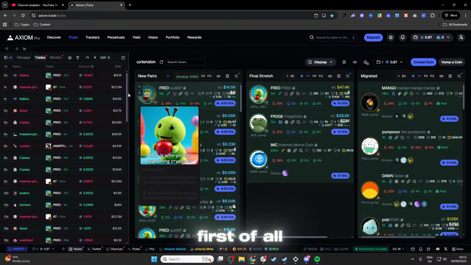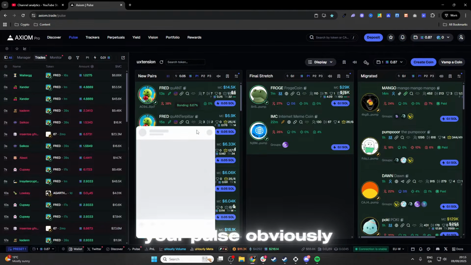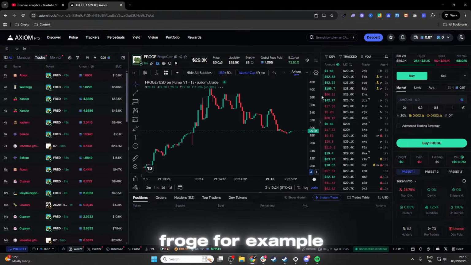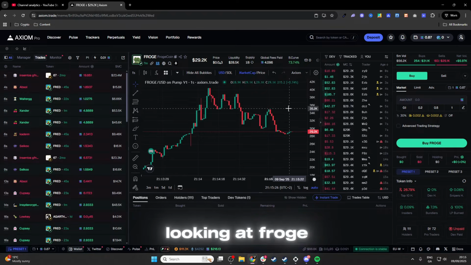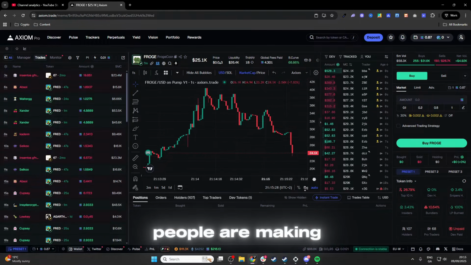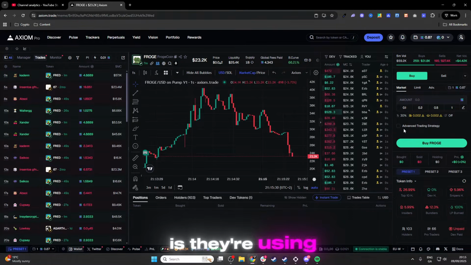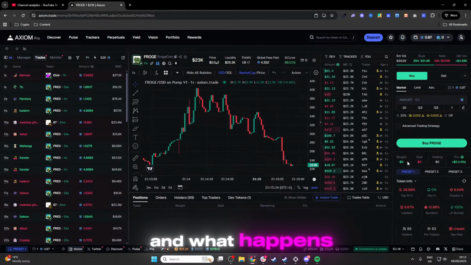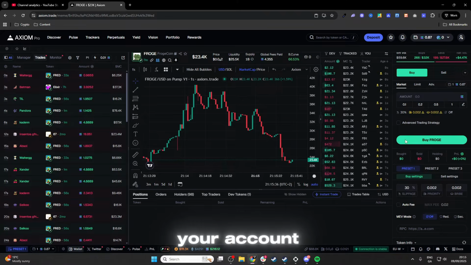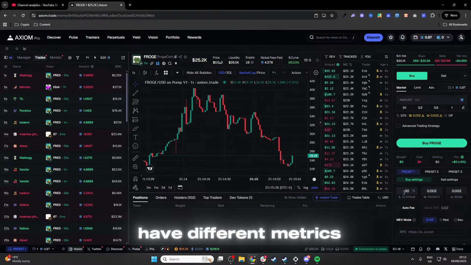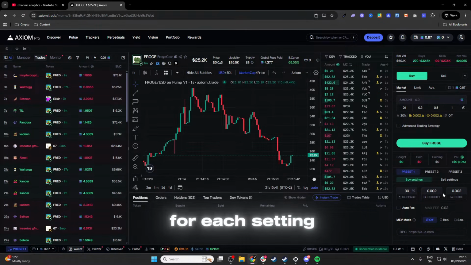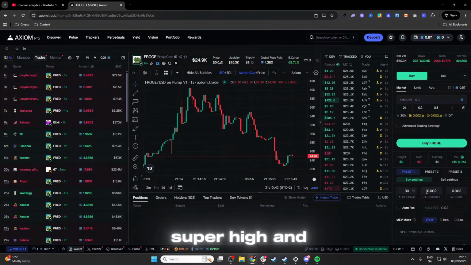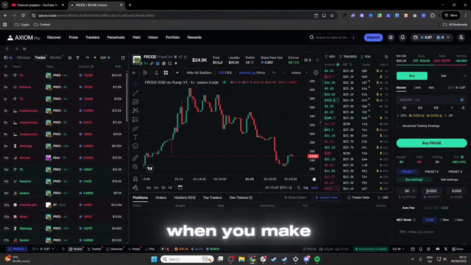So, first of all, when you're trading, you'll go to your Pulse, obviously, and let's click into a random coin. Let's go to Froge, for example. When we're looking at Froge, a huge mistake people are making, especially when they're starting out, is they're using the default settings when it comes to buying and selling meme coins. You have these presets on your account, and if I click in, you'll have different metrics for each setting. A lot of people are trading with the default amounts, which can be super high, and you're losing money when you make trades.